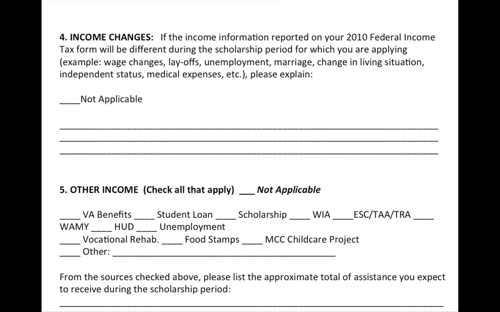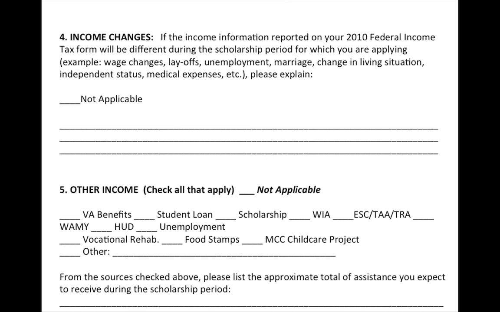If you're applying for fall semester, let's think about whether you're going to be working during that semester, whether you're going to be on unemployment or losing unemployment, if there's going to be a change in your marital status, or whatever might apply. What that tells us is that your income is different from what was recorded on your federal income tax form that you completed and attached to the application.